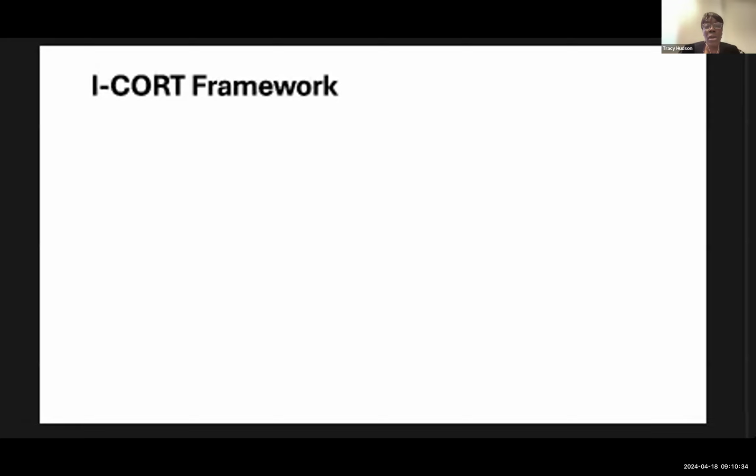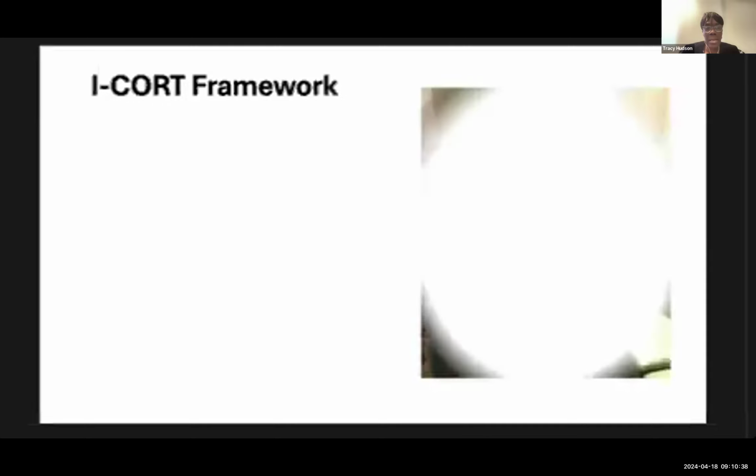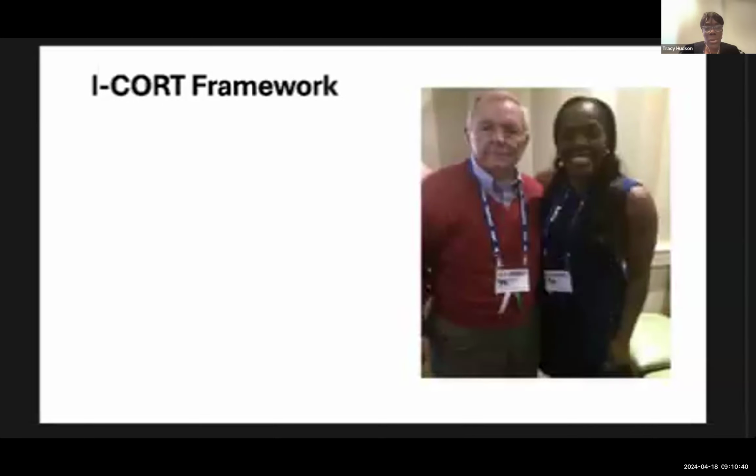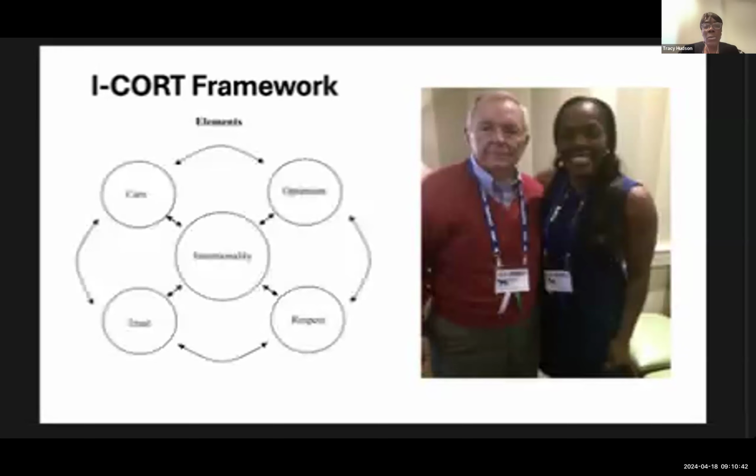And so the I-CORT framework, let me go ahead and click that. That's Dr. William Perkey. And the I-CORT framework has 5 elements. At the center of its framework is intentionality. Intentionality involves acting with deliberate purpose and aligning your action with goals and values. If you believe that all students are able, valuable, and responsible and should be treated as such, then this should be reflected and practiced through the elements of care, optimism, respect, and trust.